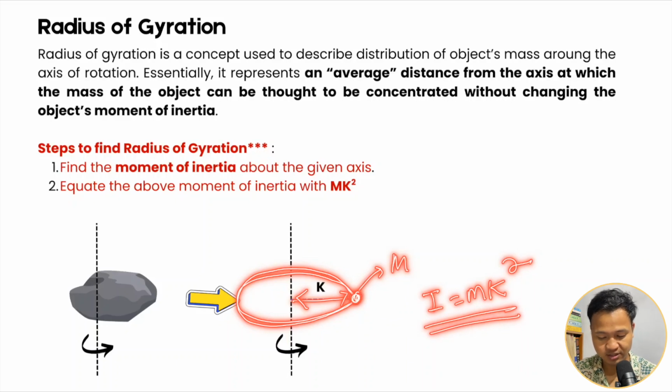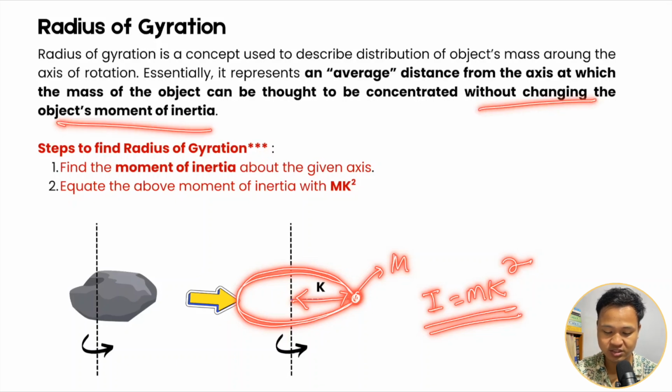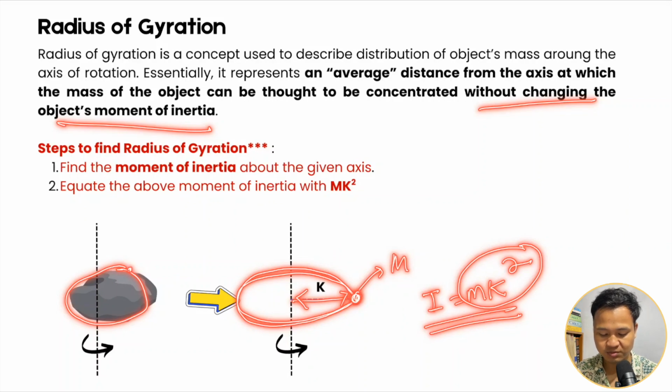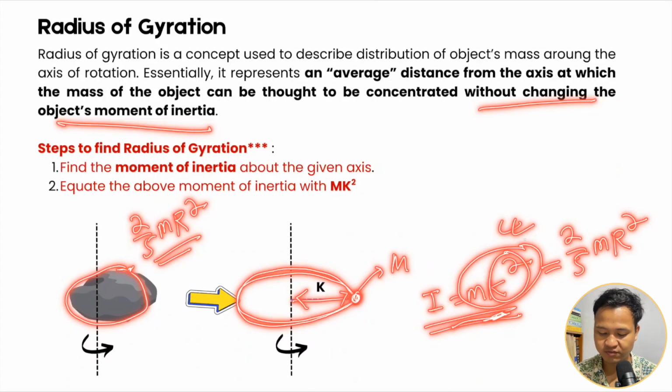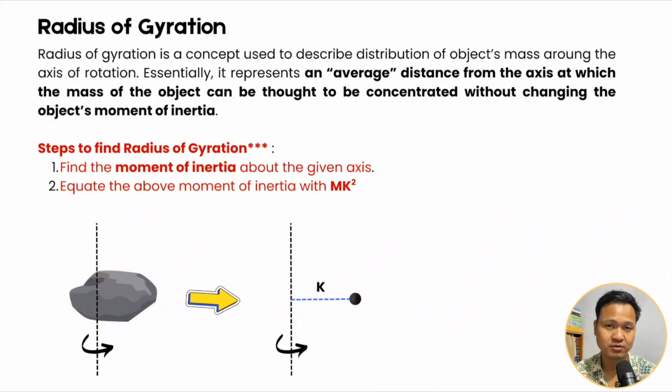So the radius is k, so you'll have mk square, without changing the object's moment of inertia. That means the moment of inertia value does not change. Suppose the example is a solid sphere, which has 2 by 5 mr square, and this mk square should equal 2 by 5 mr square. Okay, so that means I can equate them. So 2 by 5 mr square. Okay, so from here I can find out the value of k. So here this k is what you call radius of gyration.